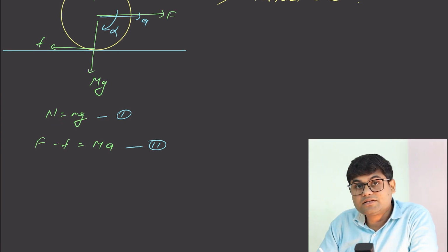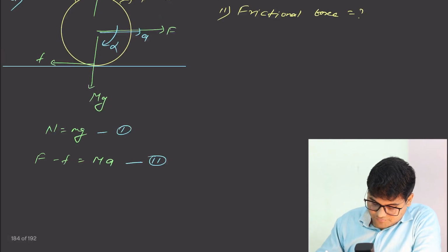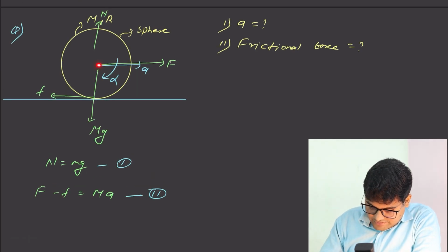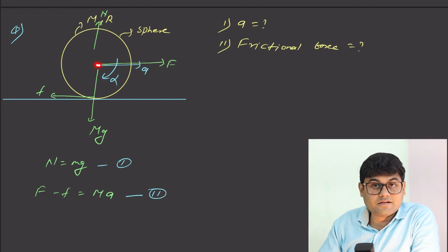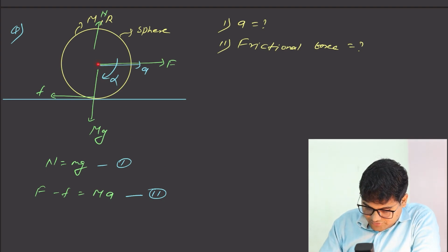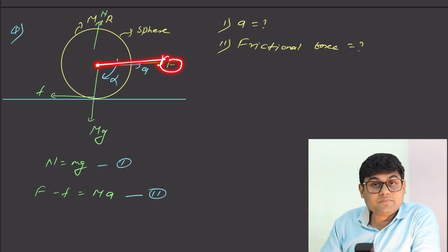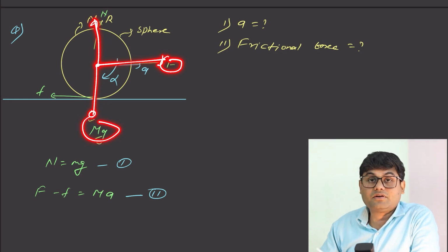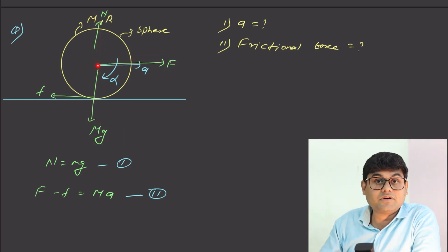Torque equation. Summation of all torque is equal to I alpha. So what are all the torques which are acting? Let us calculate the torque about the center of mass. The torque because of this F will be 0, the torque because of this normal will be 0, the torque because of this mg will be 0, because all these forces are passing through the center of mass.